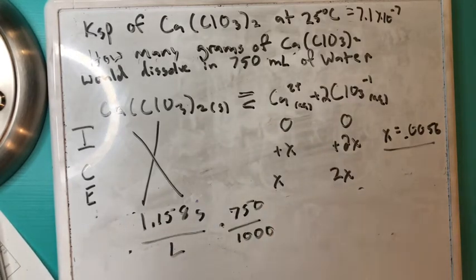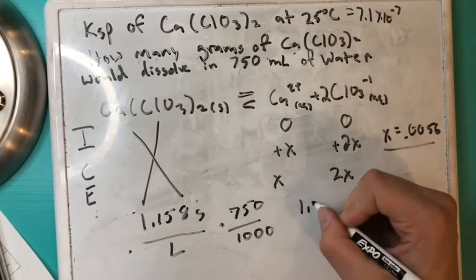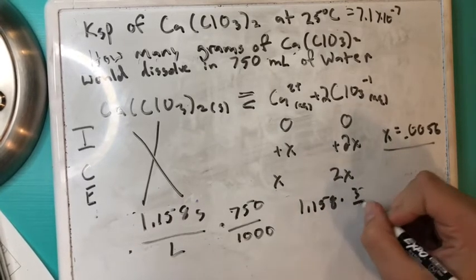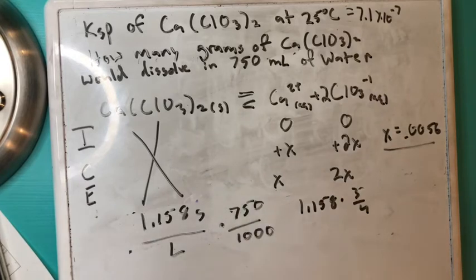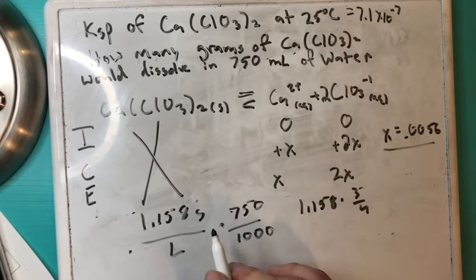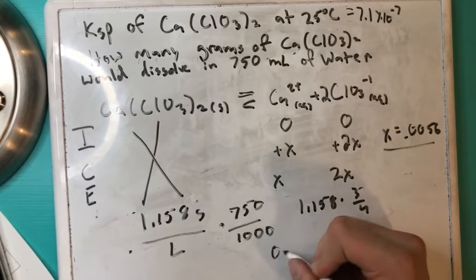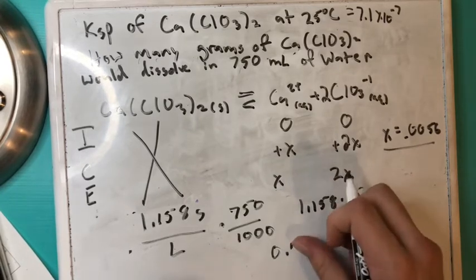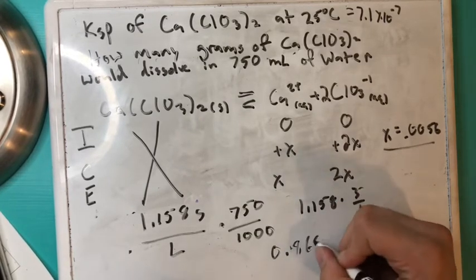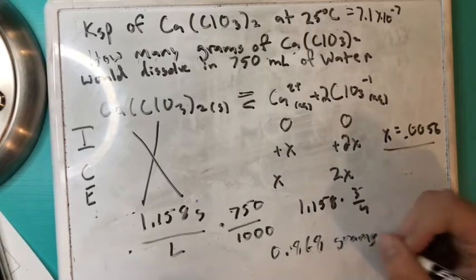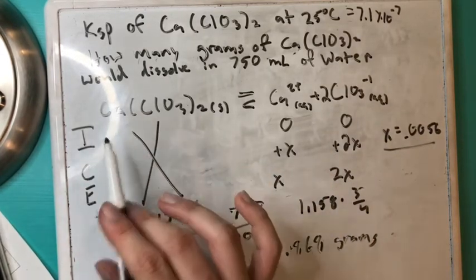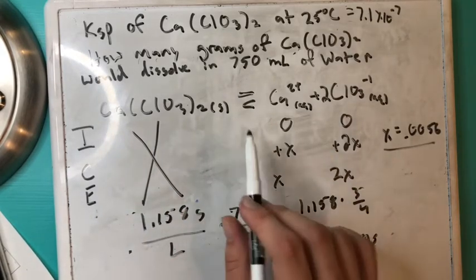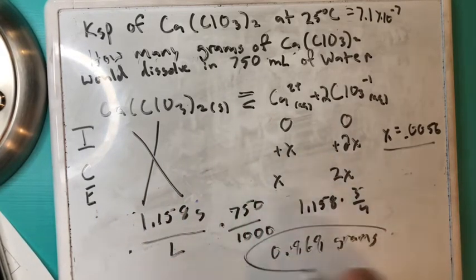And we find, by multiplying 1.158 times 3/4, which is the reduced fraction of that, that the calcium chlorate lost 0.868 grams to the solution, which is what we were looking for, how many grams of the calcium chlorate would dissolve in the 750 milliliters of water. So that's our final answer.